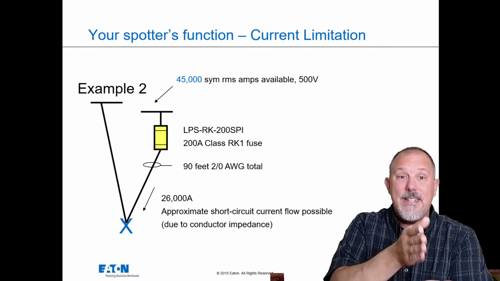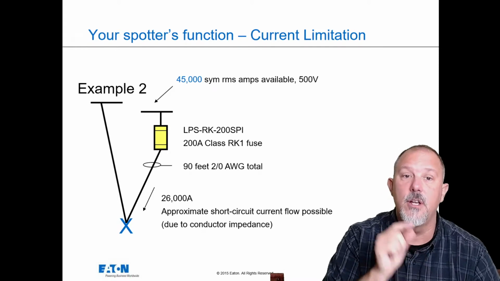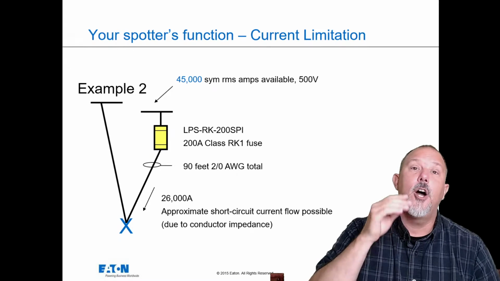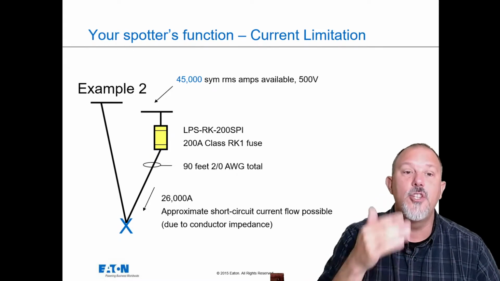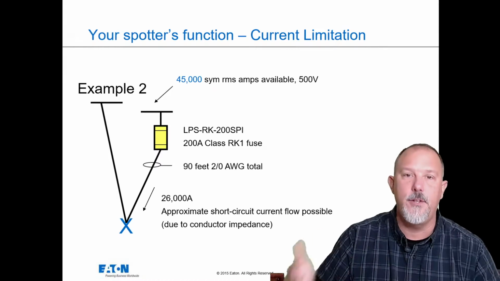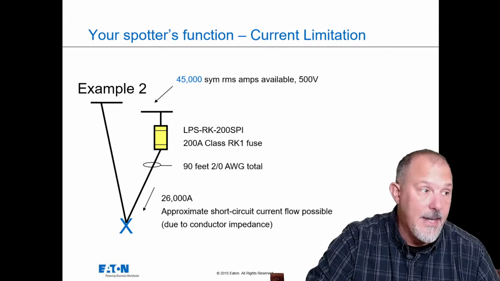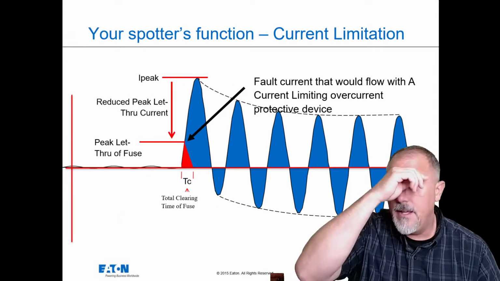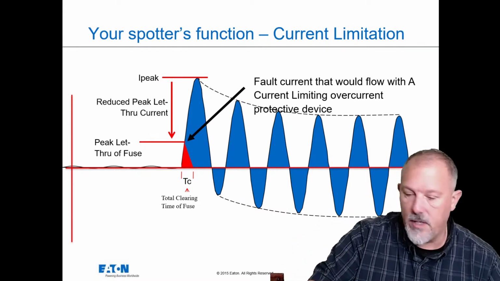Think about this, 26,000 amps. Where does a 200 amp class RK1 fuse cross 0.01 seconds? Around 10 times, somewhere in that ballpark. So around 2,000 amps. 26,000 is well into the current limiting region of the fuse. So what does that mean? That means that on this sine wave, I'm not letting 1 cycle through. Well, remember, what's 1 cycle?